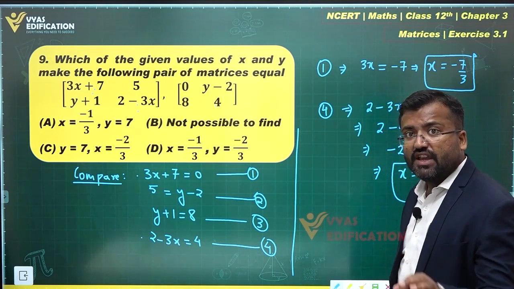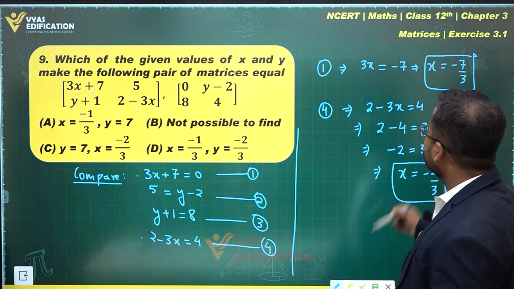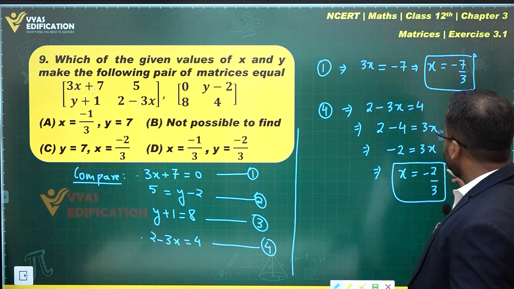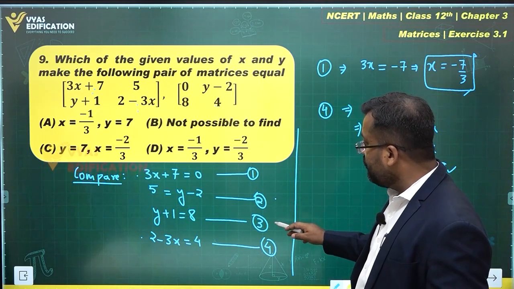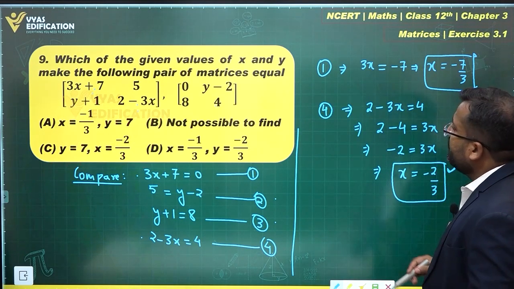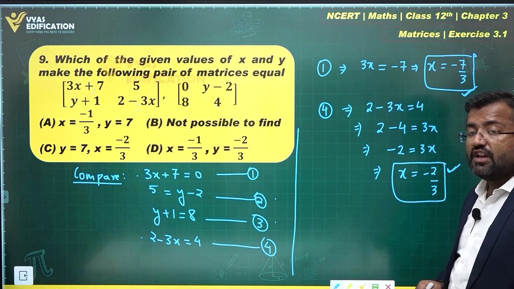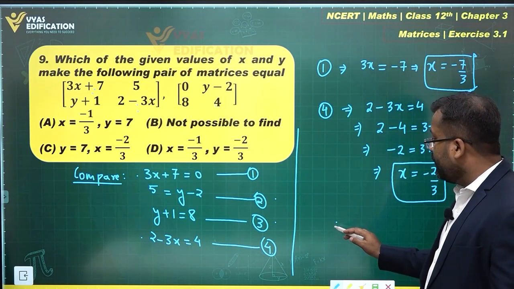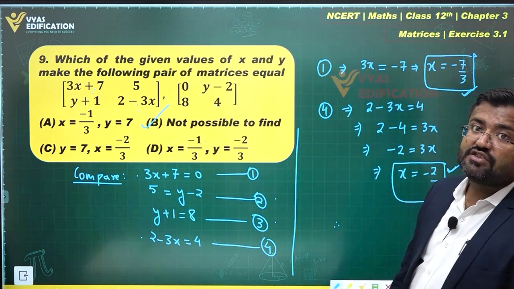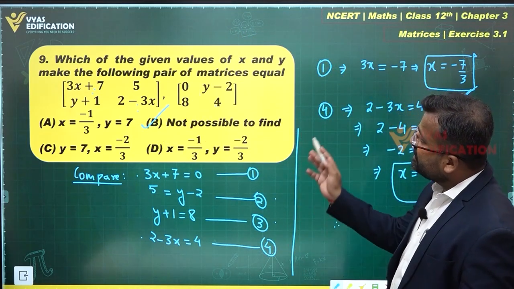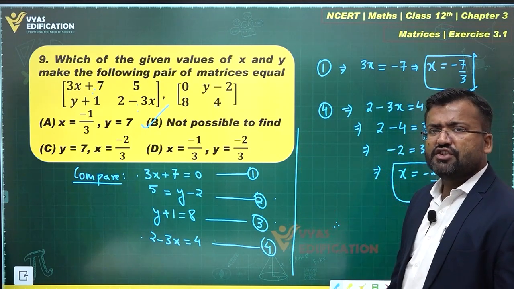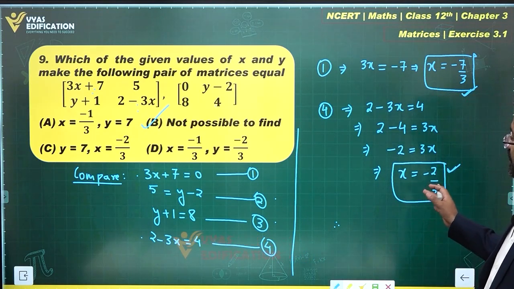Why are you not finding y? Let's find y also. We can, but there's no need as such, since what I'm saying is the values of x obtained from 1 and 4 should have been the same, and the values of y obtained from 2 and 3 should have been the same. Herein lies the problem. The values of x obtained from 1 and 4 are actually not the same. So therefore, it is not possible to find any x comma y pair for which the following pair of matrices are equal. It is not possible to make these two matrices equal, as you can observe over here.